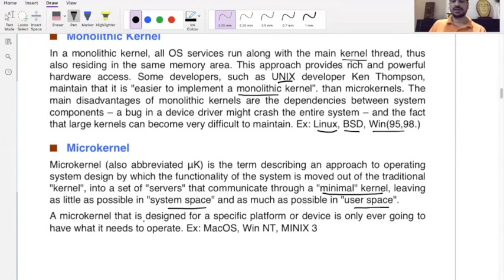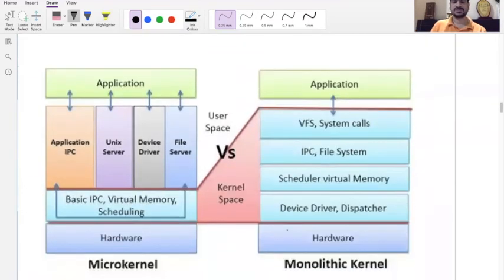A microkernel that is designed for a specific platform or device is only ever going to have what it needs to operate. Some examples of microkernels are Mac OS, Windows NT, which is a network version of the OS, and Minix 3, which is also a type of microkernel. Now let's see the difference between these two with the help of a diagram.